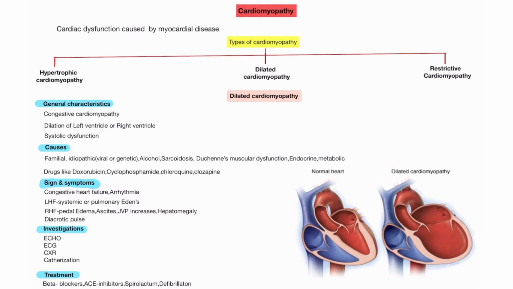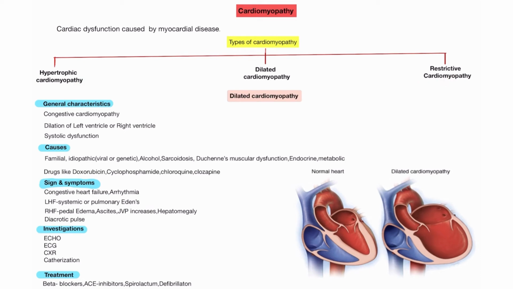It is also called congestive cardiomyopathy, and it is a systolic dysfunction. Please learn this. Dilated cardiomyopathy is a systolic dysfunction, but hypertrophic cardiomyopathy is a diastolic dysfunction, and restrictive cardiomyopathy is also a diastolic dysfunction. So please learn this.